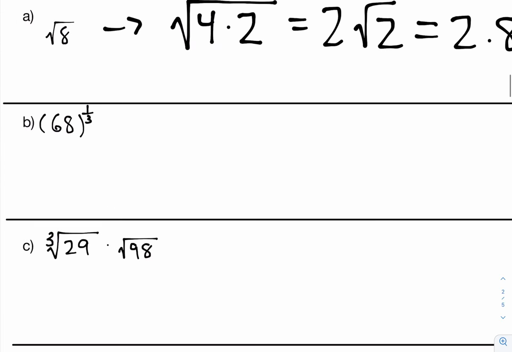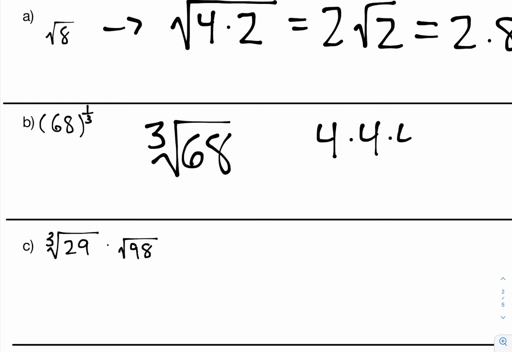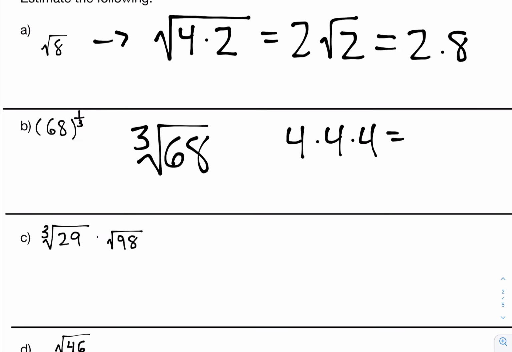Okay, 68 to the power of 1 over 3. Well, this is the same as the cube root of 68. And I know that 4 times 4 times 4 is equal to 64. So our number is 68, but 4 cubed is 64. So I think this is going to be about 4.1, 4.2. Okay, I'm going to guess it's probably 4.1. Not 100%, but if I take my calculator, I go 68, to the power of 1/3. Yeah, it's 4.08.